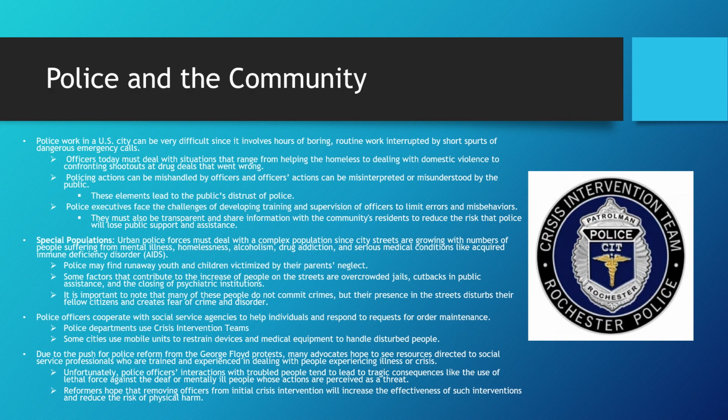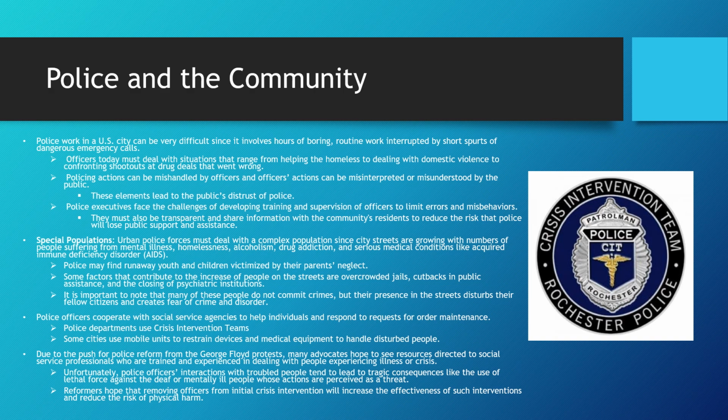It's important to note that many of these people do not commit crimes, but their presence in the streets disturbs their fellow citizens and creates fear of crime and disorder. Police officers cooperate with social service agencies to help individuals and respond to requests for order maintenance. Police departments use crisis intervention teams, and some cities use mobile units with restraint devices and medical equipment to handle disturbed people. Due to the push for police reform from the George Floyd protests, many advocates hope to see resources directed to social service professionals who are trained and experienced in dealing with people experiencing illness or crisis.